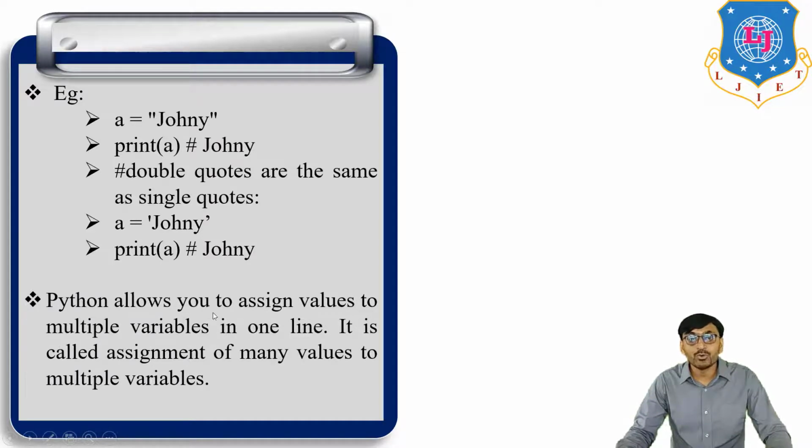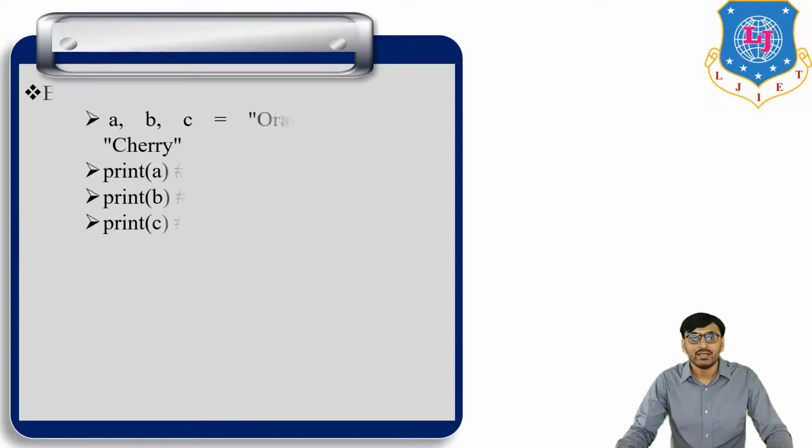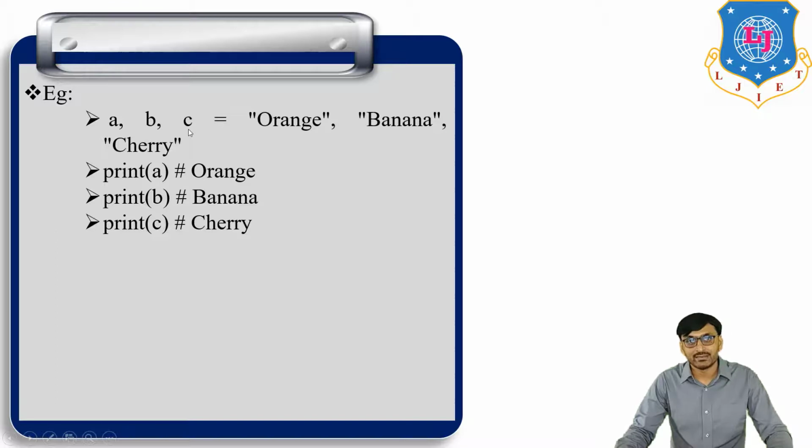Python allows you to assign values to multiple variables in one line. It is called assignment of many values to multiple variables. For example, here A, B, C. A is equal to orange, B is equal to banana and C is equal to cherry. If we print out A, then we get orange. If we print out B, then we get banana. If we print out C, then we get cherry.